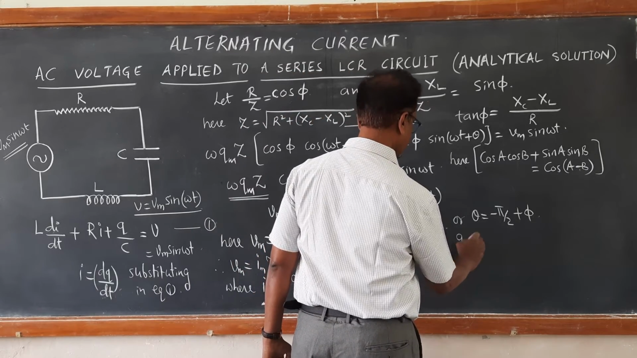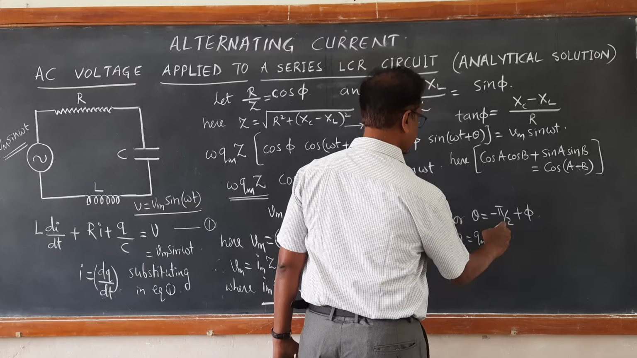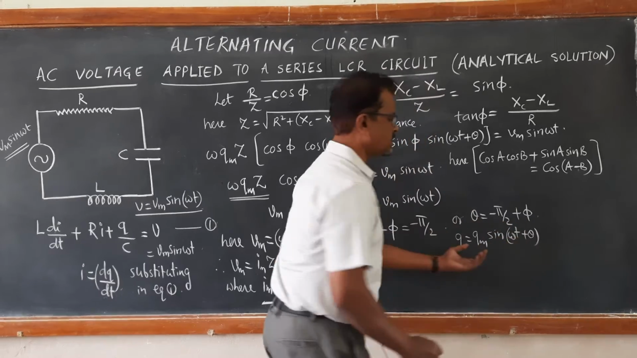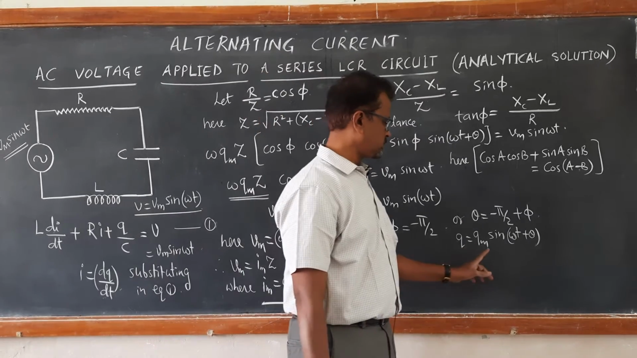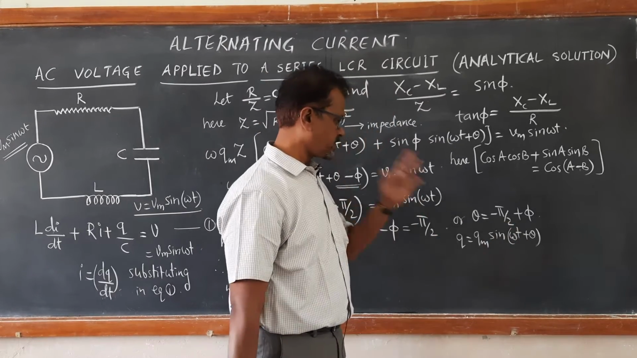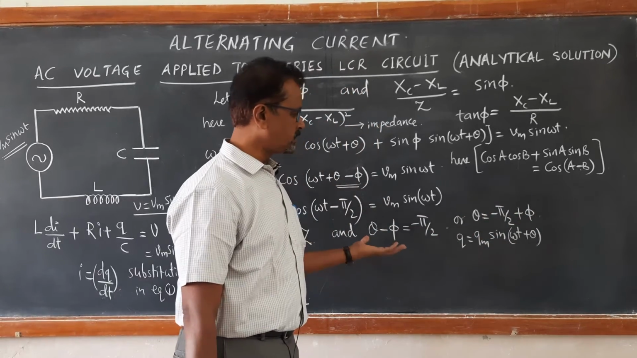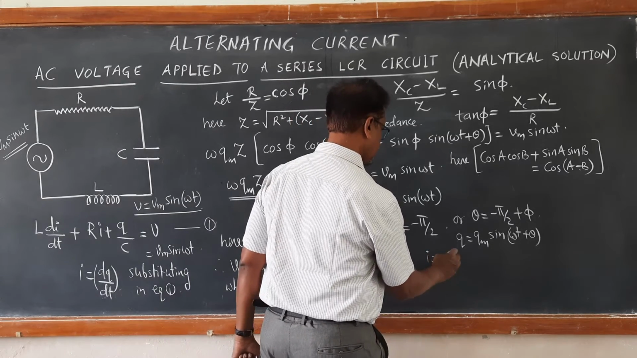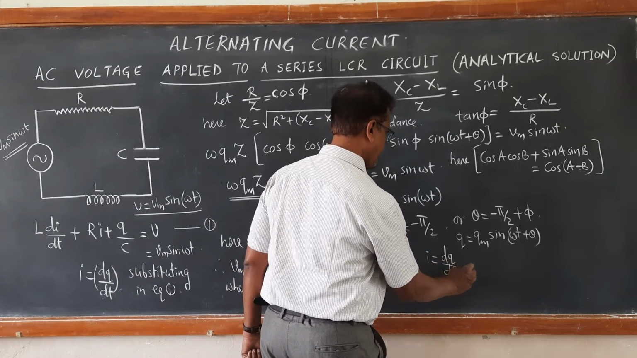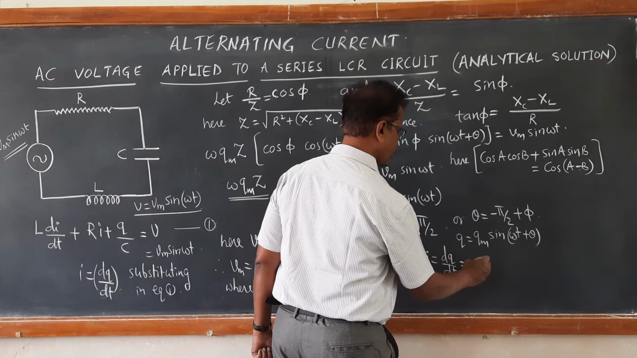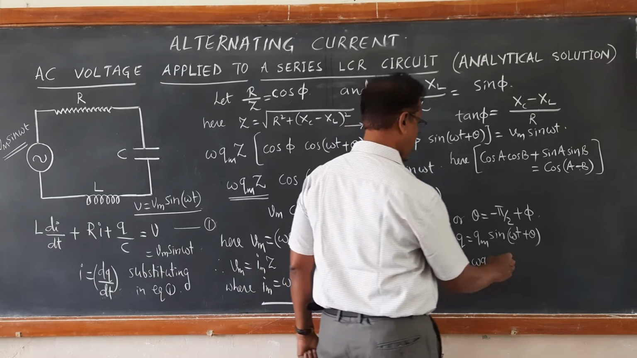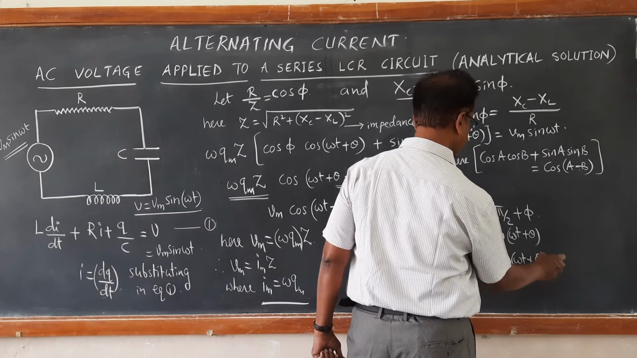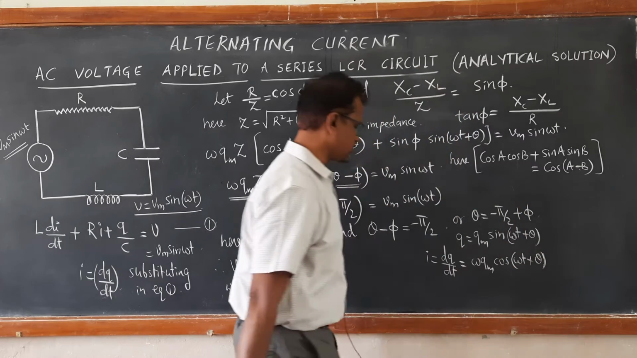If you remember, q is equal to qm sin(omega t plus theta) is the assumed solution. Now we got the value of theta as minus pi by 2 plus phi. So differentiating this, we get the equation for current. So i is equal to dq by dt, that gives us omega qm cos(omega t plus theta). This is what we got as the equation for current, right?